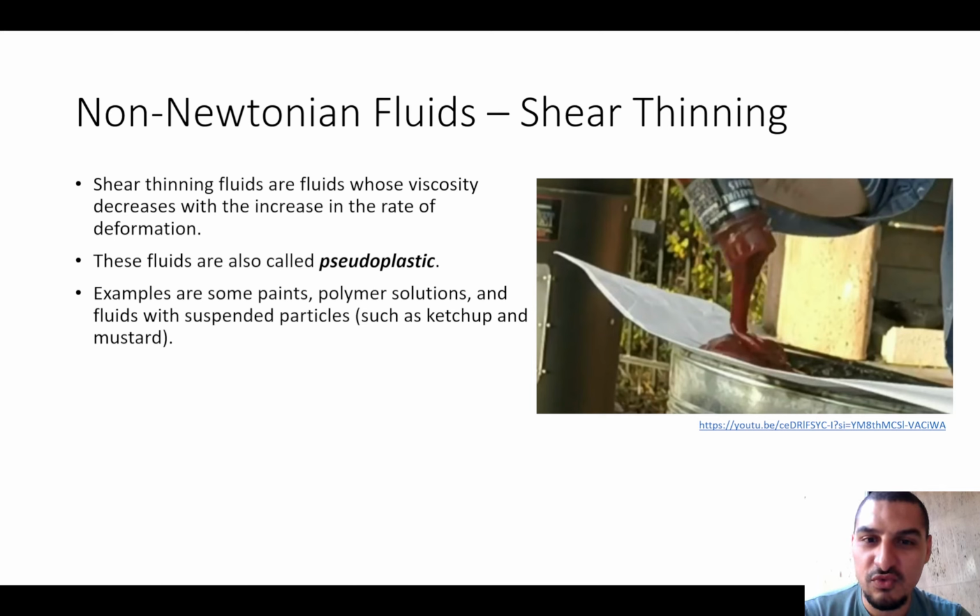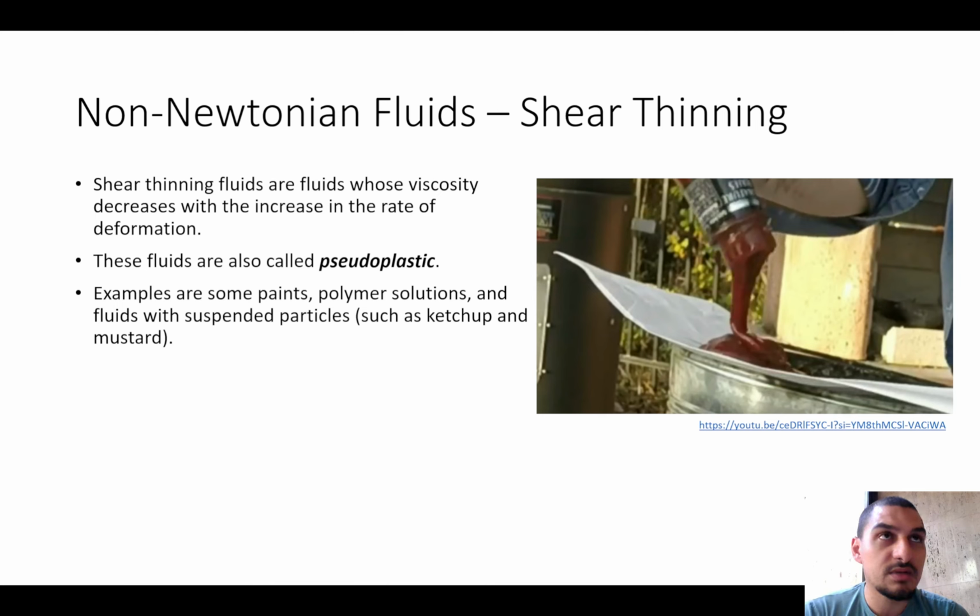You need to know how much shear force to apply, so that the viscosity doesn't get very low and it flows more than what you need. Examples of this are, as I said, ketchup and mustard, which are both shear thinning fluids. Polymer solutions are one of the things. Paints are one of the very famous examples.